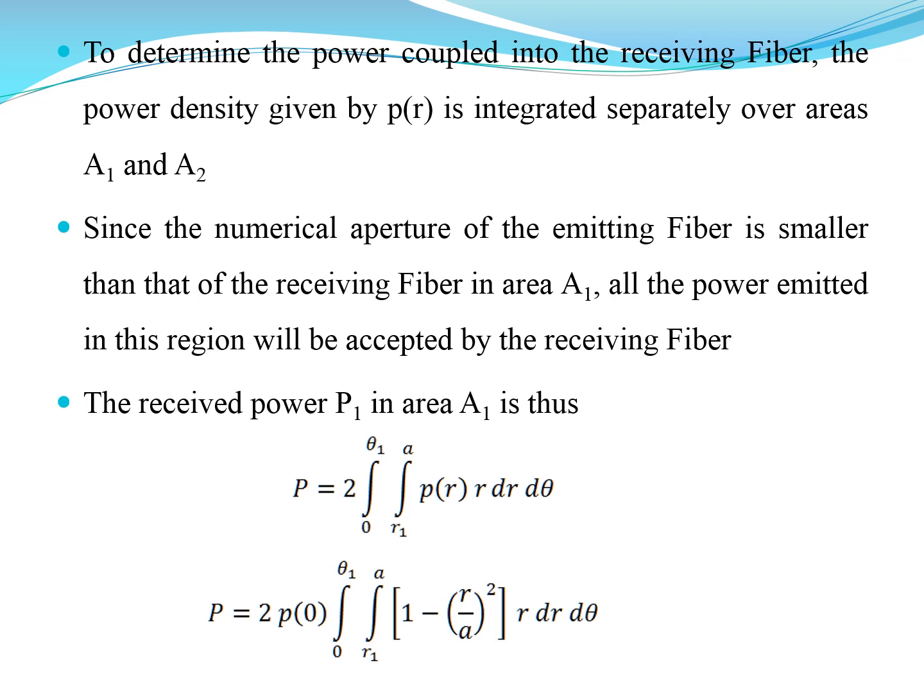So the received power P1 in area A1 is given by P1 equals 2 times the integral from 0 to theta 1, integral from r1 to a, of P of r dr d theta. Again I will make the substitution for P of r, which is P of 0 into (1 minus (r by a) the whole square). So I have substituted it.